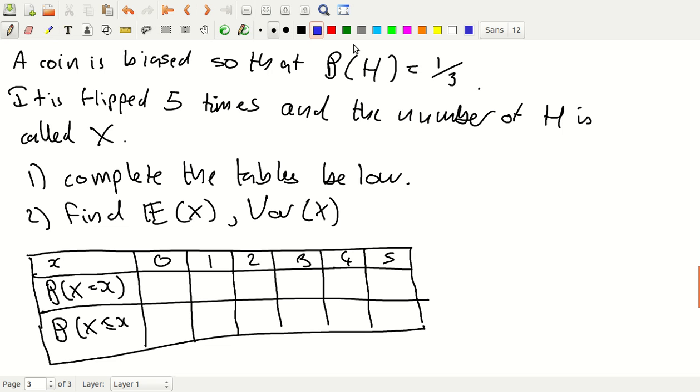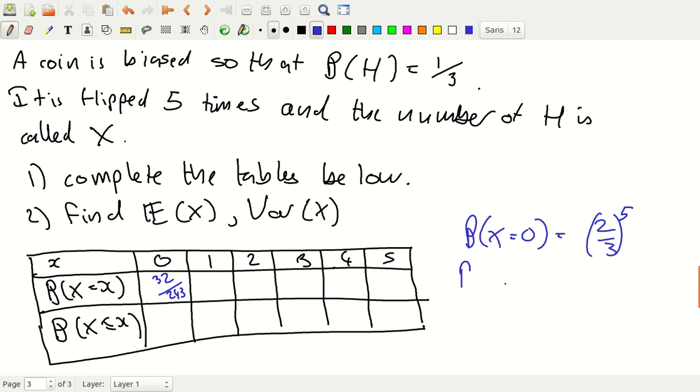Okay, so let's find the probability that there are no heads. Well, we have a now familiar tactic here. We've got to come up with tails 5 times in a row, so the probability that x equals 0 will actually be 2/3, that's the chance of not getting a head, to the power of 5. Okay, I'll work that out. That's 32 over 243. Okay, so that's that.